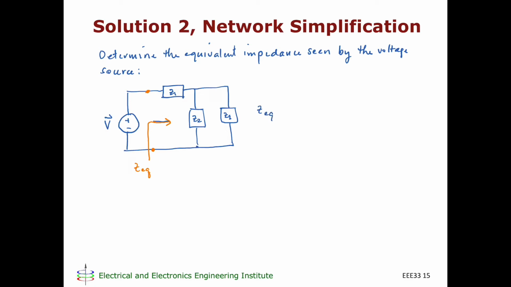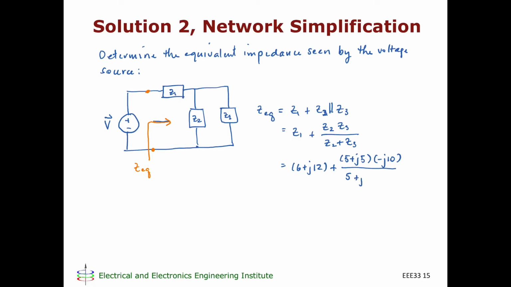Okay, it's easy to see that Z equivalent is equal to Z1 plus the parallel combination of Z2 and Z3. Or Z1 plus Z2 Z3 all over Z2 plus Z3. So this is equal to 6 plus j12, that is Z1, plus 5 plus j5, that's Z2, times minus j10, that is Z3, all over 5 plus j5 minus j10. And I'm going to get Z equivalent equal to 16 plus j12.